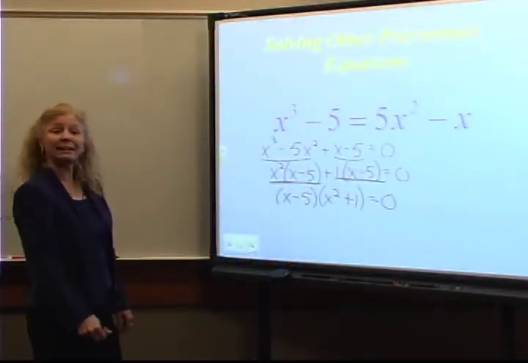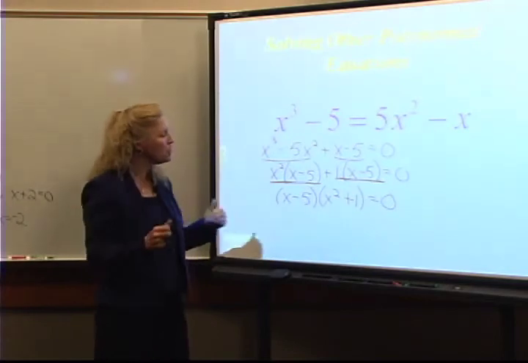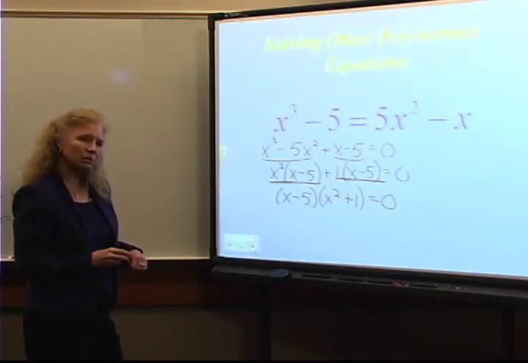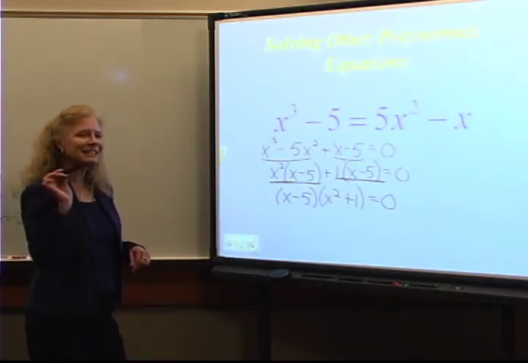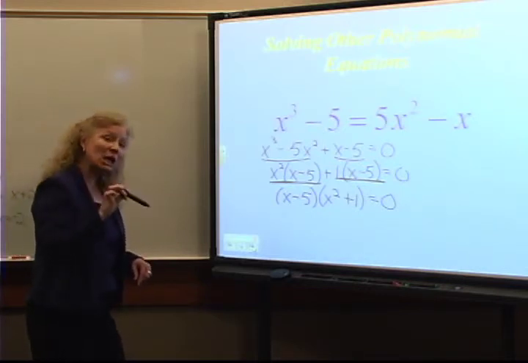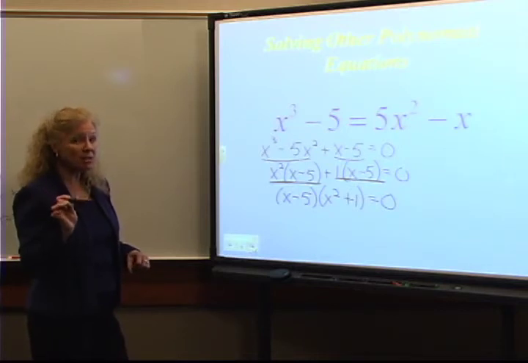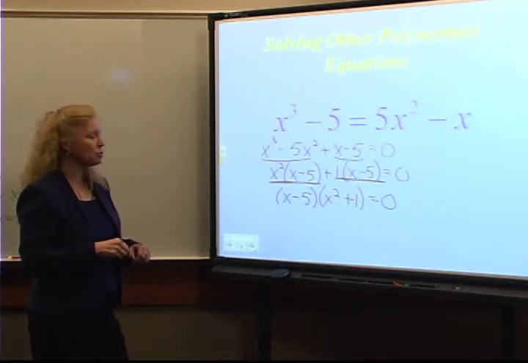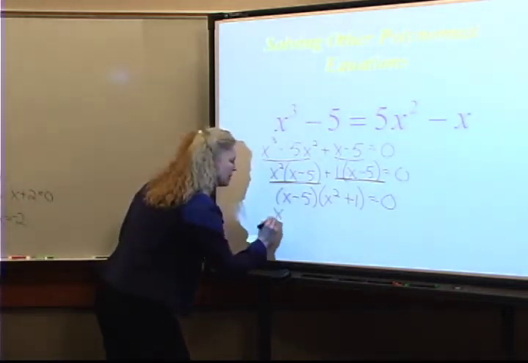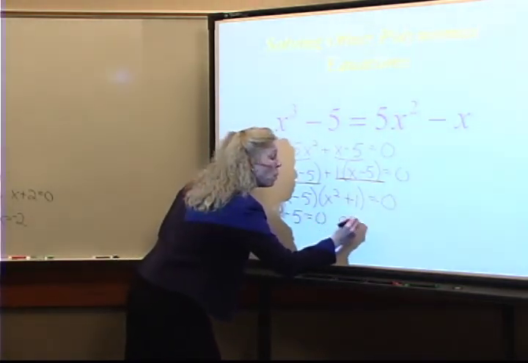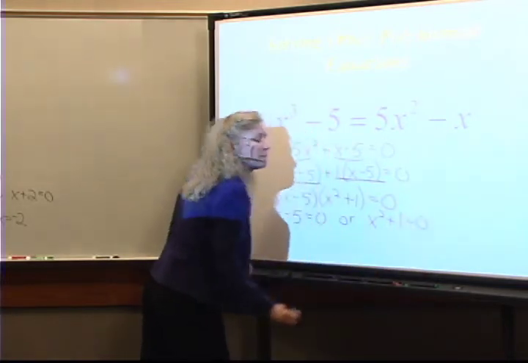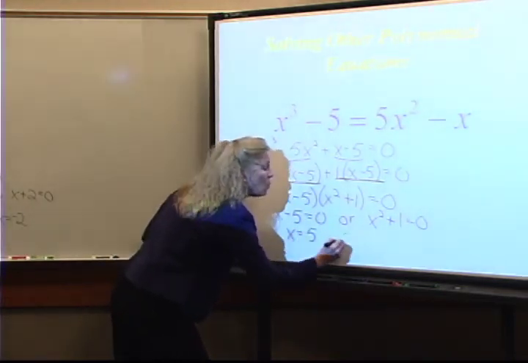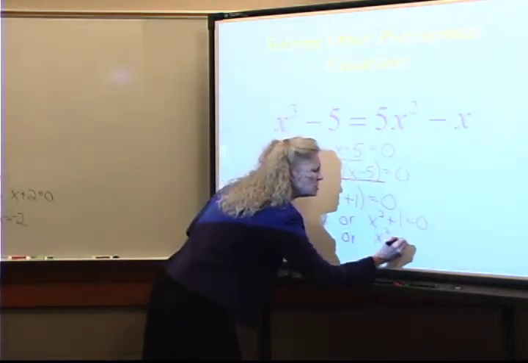Then you look at this and you say, I've got a linear term, I've got a quadratic term, so I'm good to go. And how about if we try to factor that? As you look and you look and you look, you realize that's a sum of 2 squares. And a sum of 2 squares is a prime polynomial as far as real numbers is concerned. So I could say, all right then, x minus 5 equals 0, or x squared plus 1 equals 0. Well, that means that x equals 5, or x squared equals negative 1.